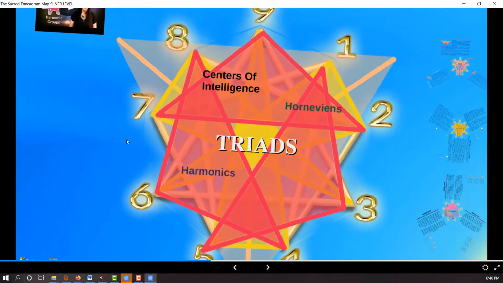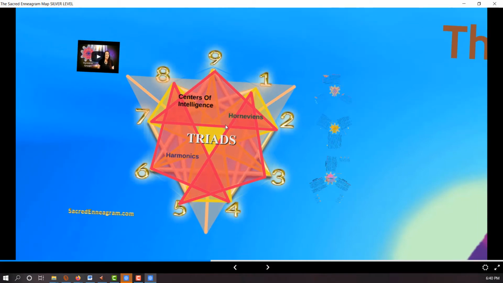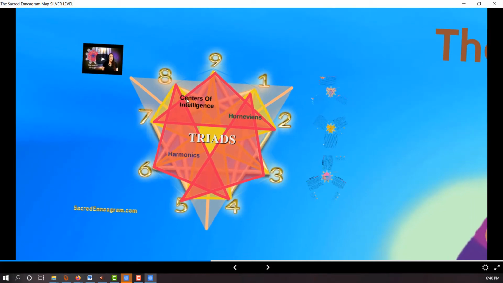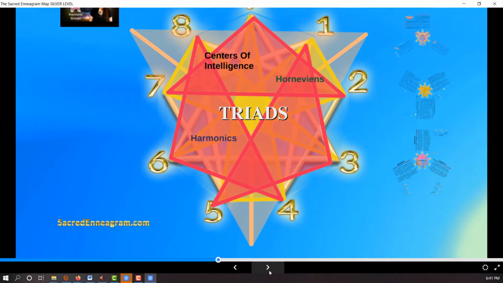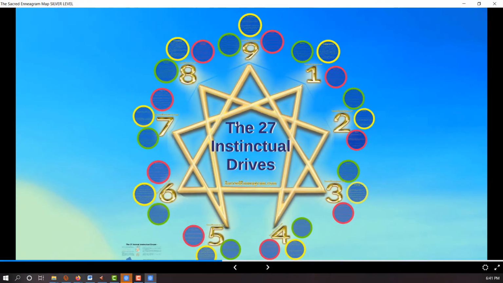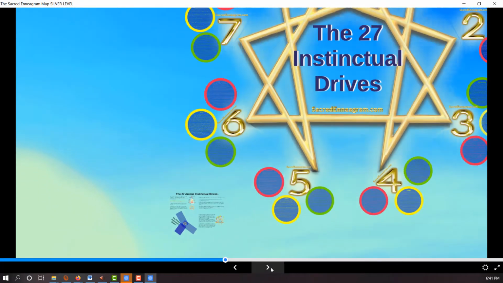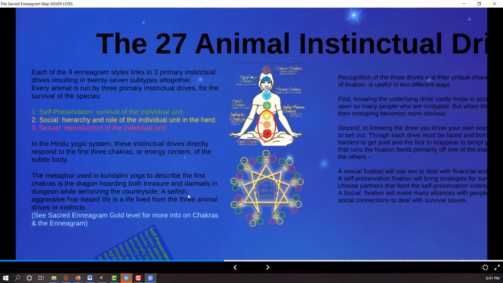Okay, so that sums up the Triad section of this silver Enneagram map. We've been through the centers of intelligence, the harmonic groups, and the Hornbeam groups. Okay, so next we're going over to the instinctual centers. So the 27 instinctual drives. Okay, the 27 animal instinctual drives.